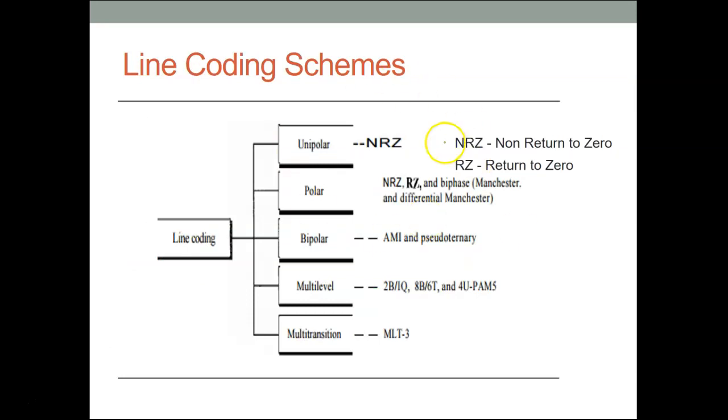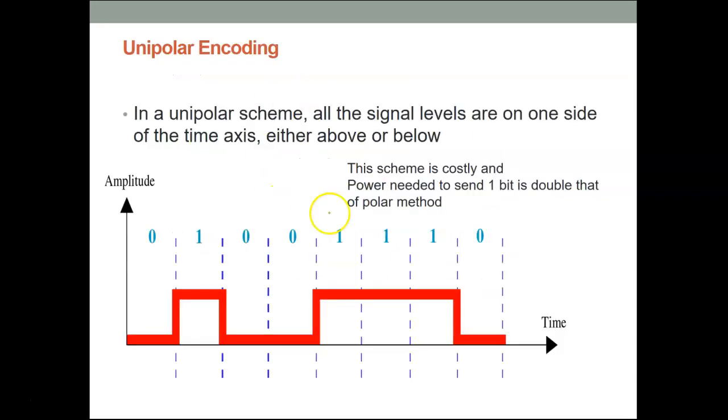Okay, line coding, we have different methods of how to convert ones and zeros into signals. Like for example, how do I convert this to signal? I have different methods and you will see. So we have unipolar, polar, bipolar, multi-level, and multi-transition. In this lecture, we cover some, not all. So we will cover polar, unipolar, and so on. So let's jump directly to an example. See, first one is unipolar.